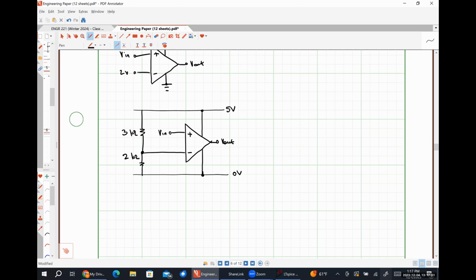Okay. So this circuit right here should function exactly the same as this guy right here does, except that we get our 2 volts using a resistor network as opposed to having a completely separate source provided to us. Really, that's about all I want to talk about for today.